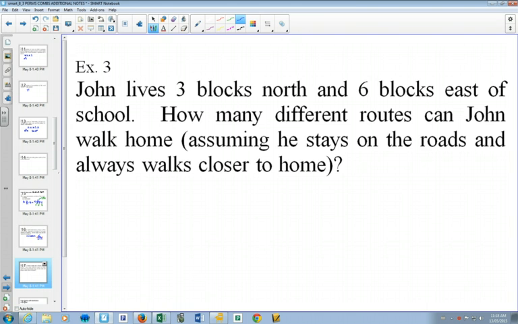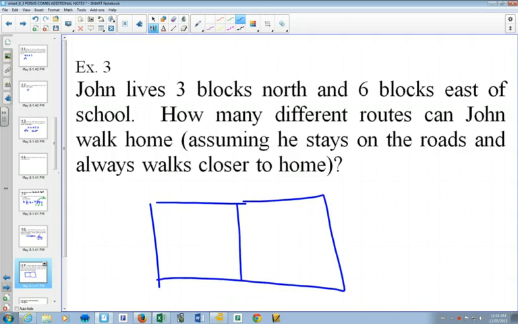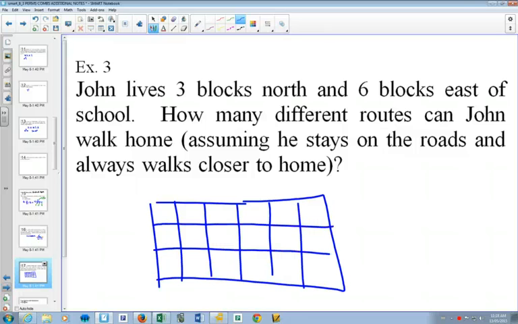So we've done one of these, walking home. We'll do this one just quickly. 3 blocks north, 6 blocks east. So draw your grid. He lives right here, and here's school. He wants to walk home. He's going to need to go north 3 times and east 6 times.